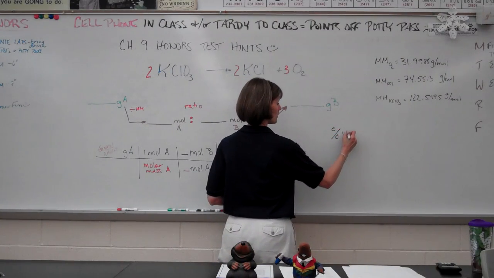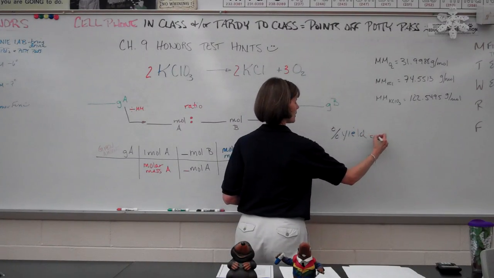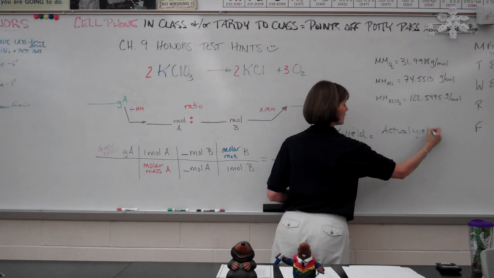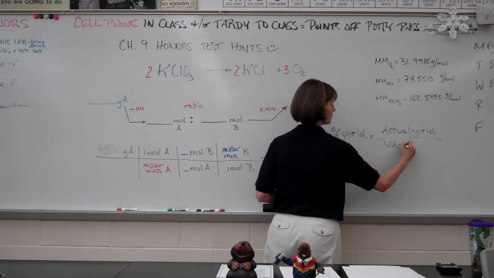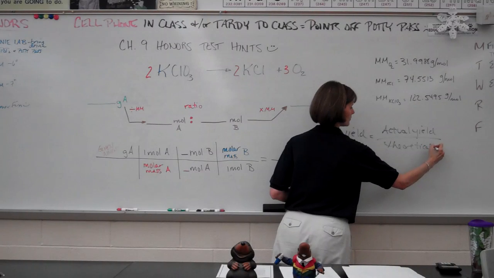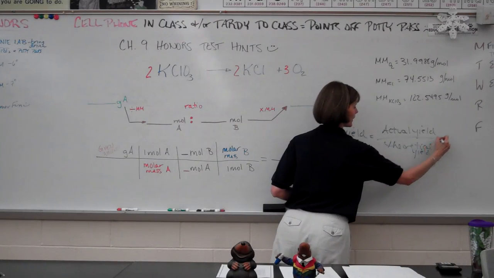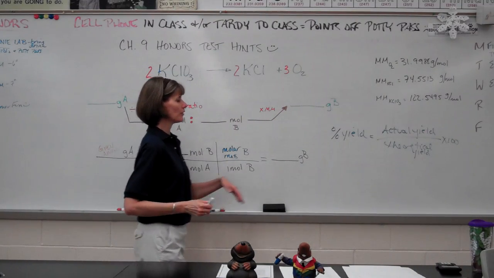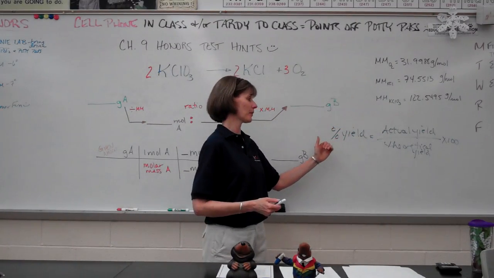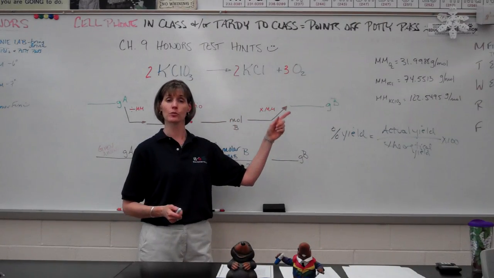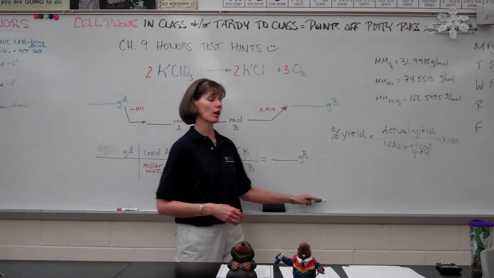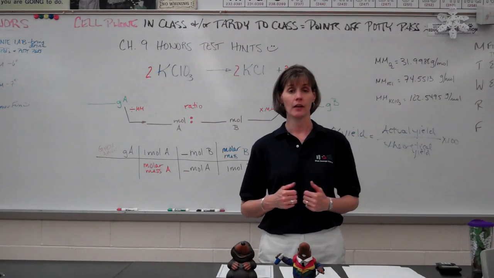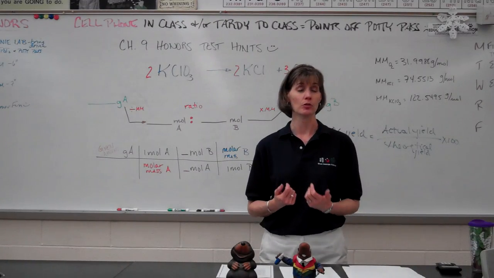Let me sneak this in here. Actual divided by theoretical. And it's a percent problem, so of course you know you're multiplying by 100. The amount that we really did get divided by the amount we should have if we did our balanced equation correctly in our mole tunnel problem, our mass calculation. And we hope that our percent yield is going to be pretty high. We're trying to get close to 100%, as close as we can.